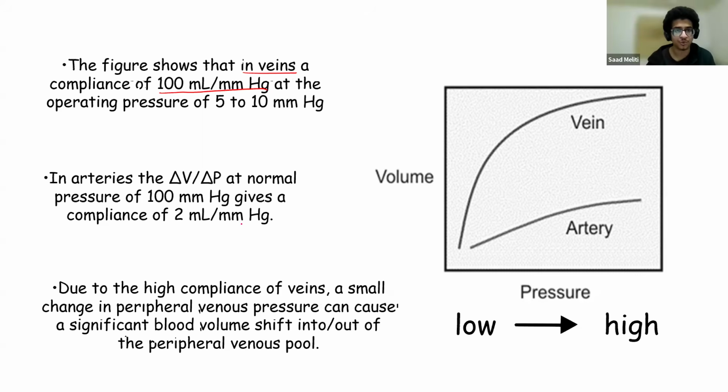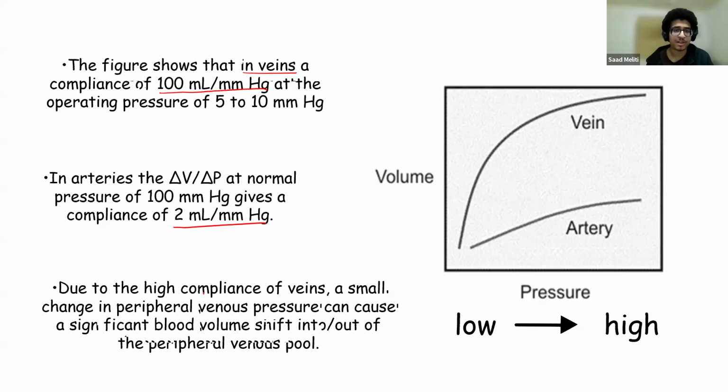While in the arteries, it's 2. So that means in the arteries, with every increase in pressure, it can only hold another 2 milliliters of blood. So that's why the veins hold a lot of the blood. That's why they have 60% of the blood in the cardiovascular system.